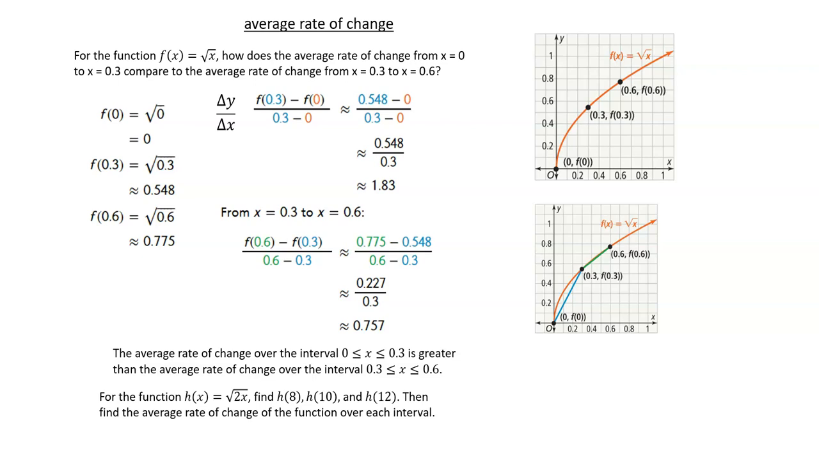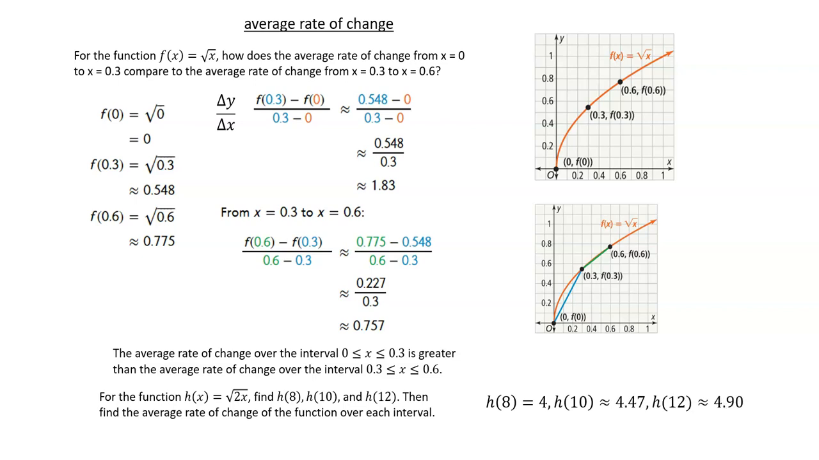Now, here's something for you to try. For the function h of x equals the square root of 2x, find h of 8, h of 10, h of 12, and then find the average rate of change of the function over the interval I'm going to give you. Now, before I give you the interval, pause the presentation and find the approximate values of h of 8, h of 10, and h of 12.